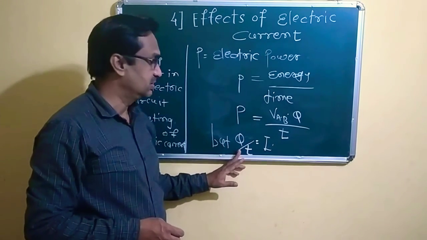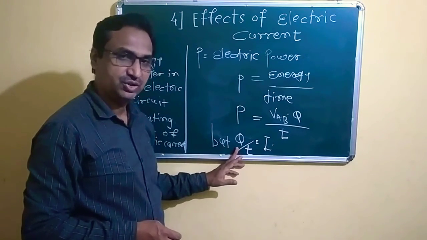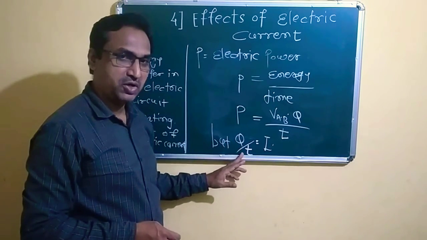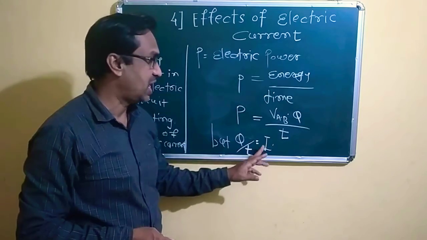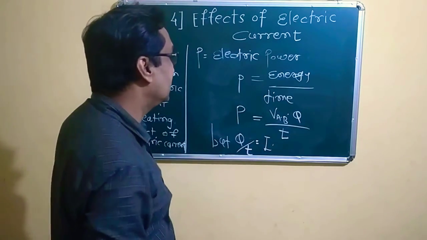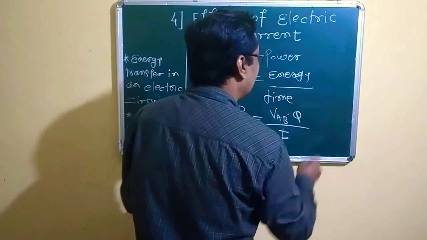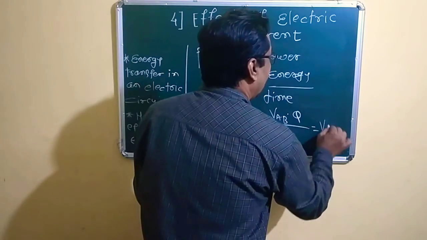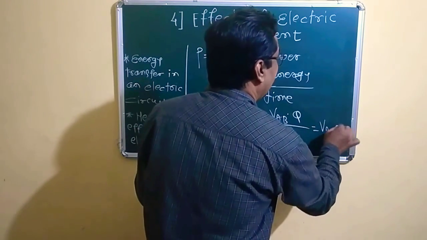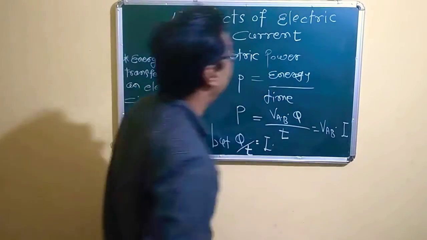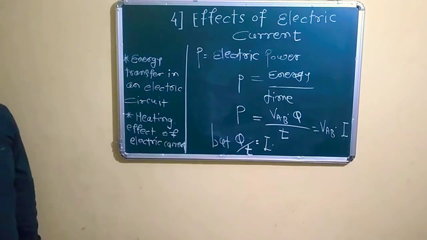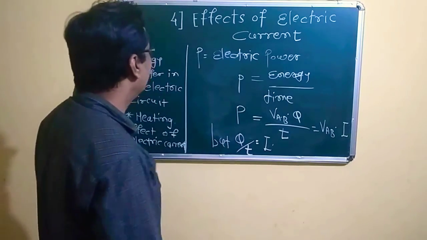Current is the rate of flowing charge, that means charge flowing with respect to time, that is I. So we have to substitute this here, and after that we get VAB into I, VAB into I.